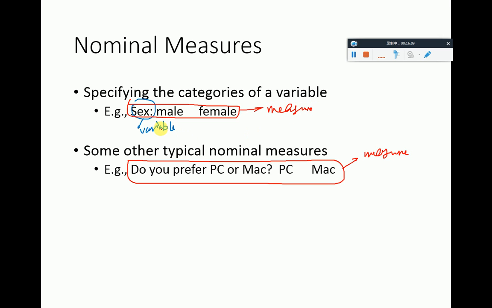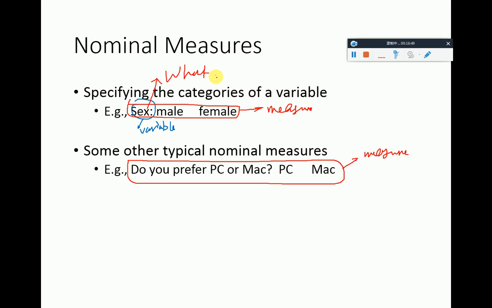Let me repeat. If we just look at this word by itself, then we can say, well, biological sex is a variable because it can take two values and the two values are discrete, so it's a categorical variable. Correct, 100%. But then if we look at not only this word, but also the two choices that follow this word, or another way to think about it is we can easily turn this word into a question.